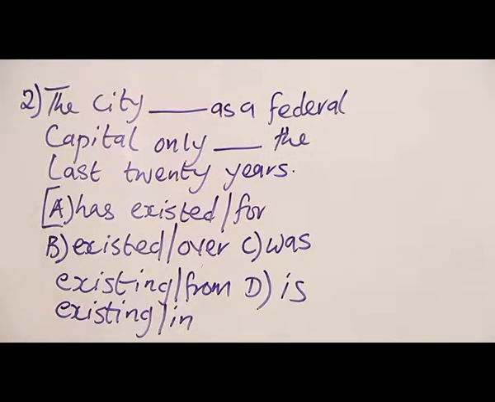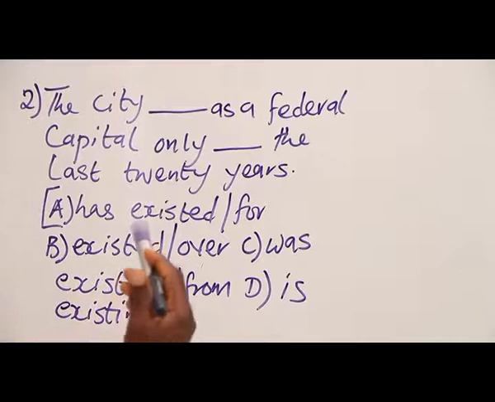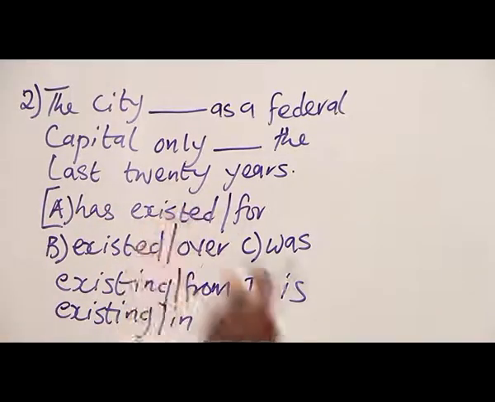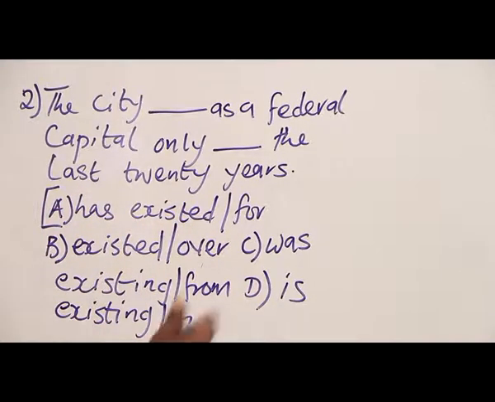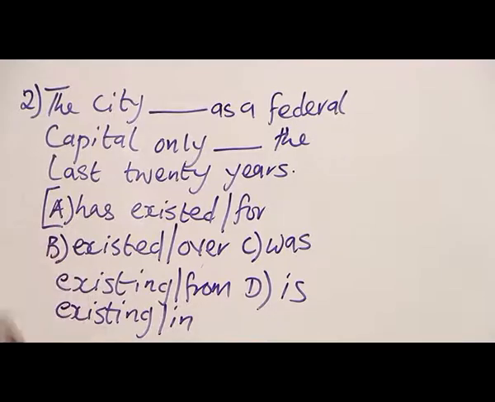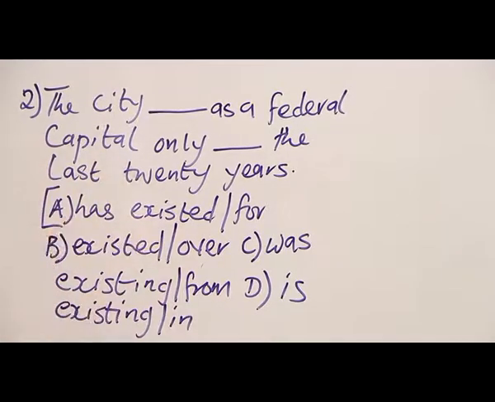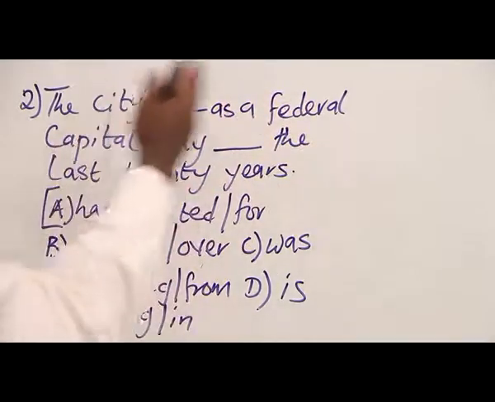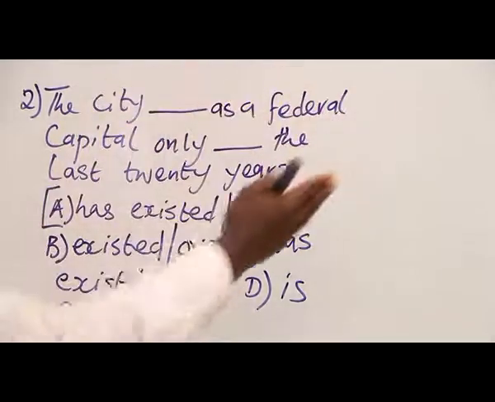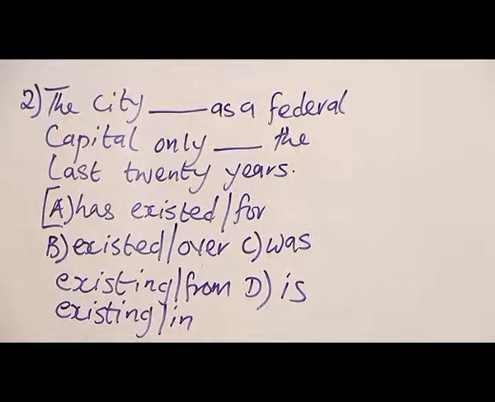Now we'll take C, was existing. The city was existing as a federal capital only from the past 20 years. Now remember that was existing is past continuous tense, and that is a tense that is used to show an action that was taking place in the past and was interrupted by another one. Now if you look at the structure, there is no interrupting action. So based on that, we can eliminate C.